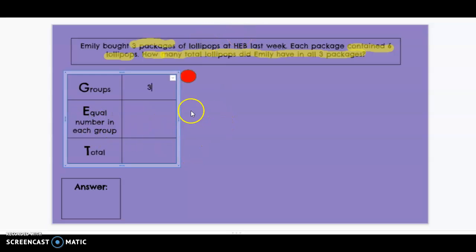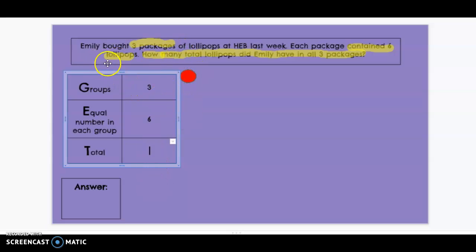Do we have an equal number in each group? If you said we do have an equal number in each group, you are correct. Now, what is the equal number in each group? How many lollipops are in each package? 6 lollipops are in each package.